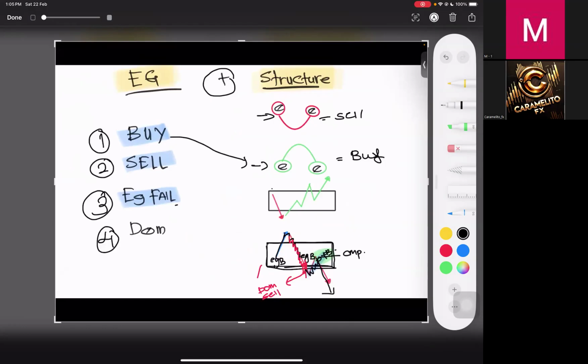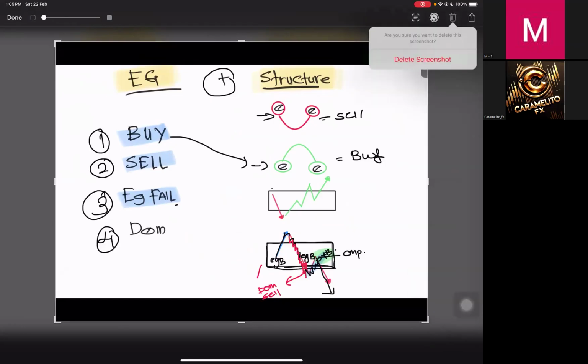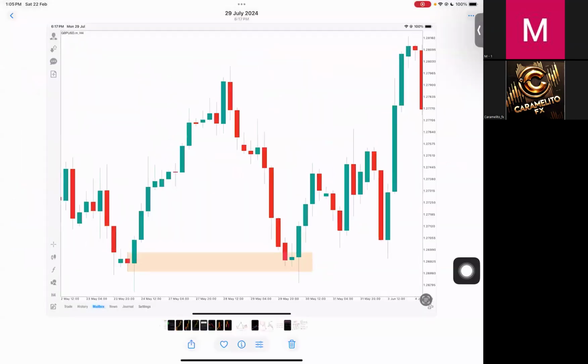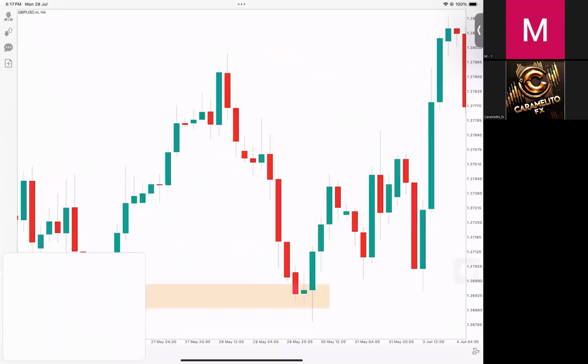Okay? Okay, cool. All right, so you just need to remember these 4: engulfing buy, engulfing sell, engulf to engulf sell, engulf to engulf buy, engulfing fail buy, engulfing fail sell. Okay, first I give you an example. This one. What structure is this? Can you tell me?